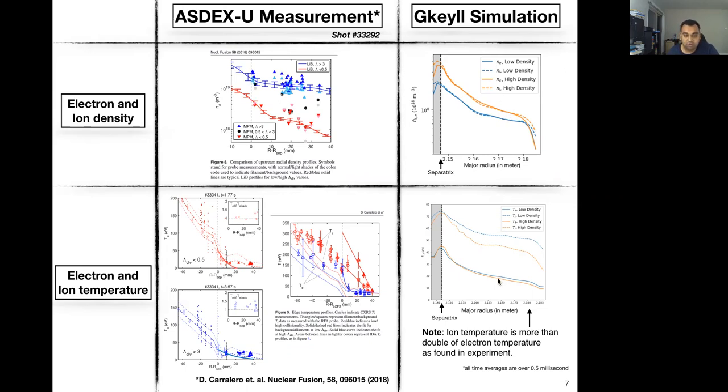And what is interesting to note is, even though in our simulation we start with roughly the same electron and ion temperature, the profiles of the electron and ion temperature evolve, and you can see the ion temperature is more than double the electron temperature. This is something we find in the experiments as well. So it's really a self-consistently evolved profile.